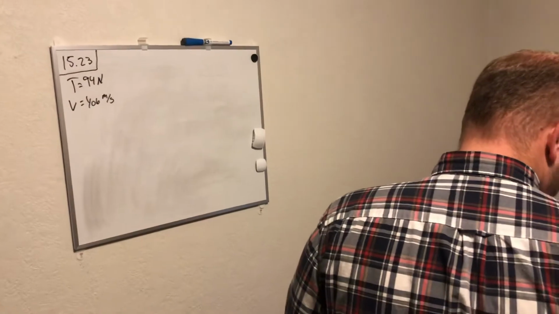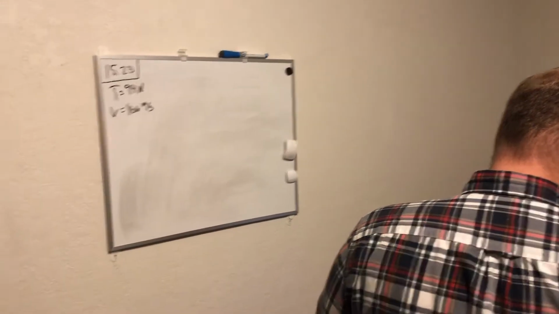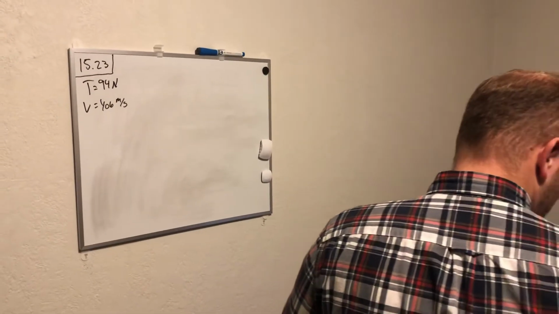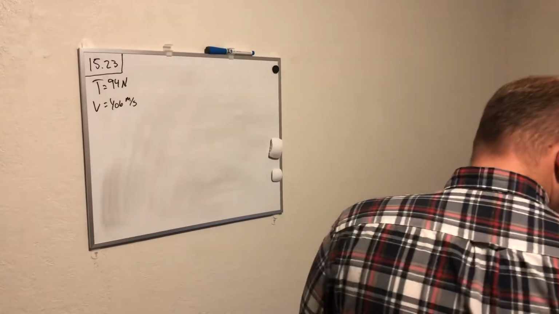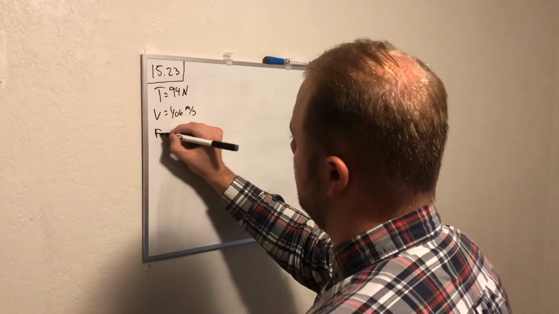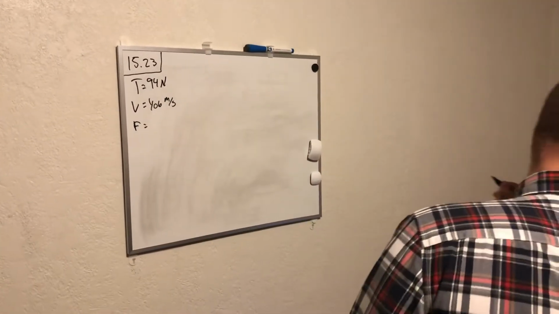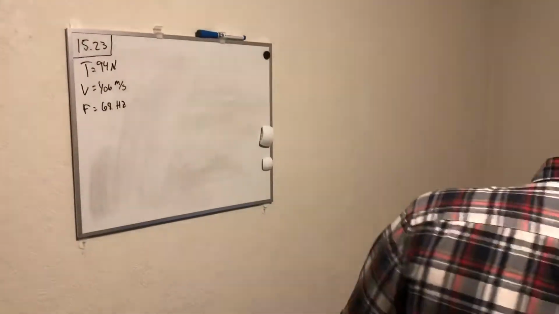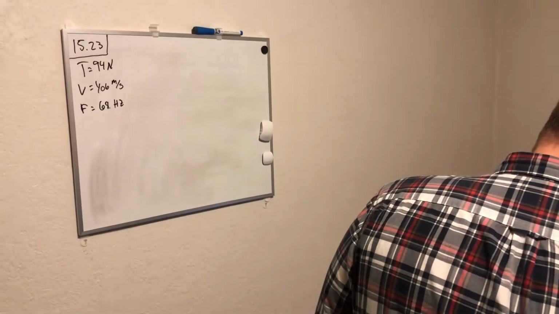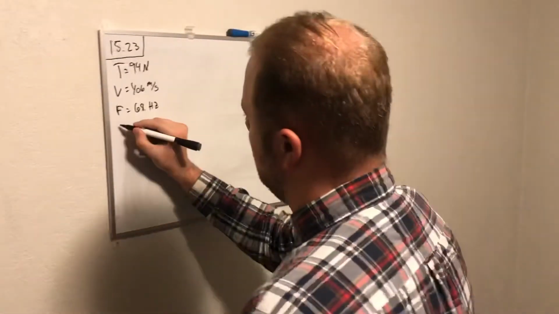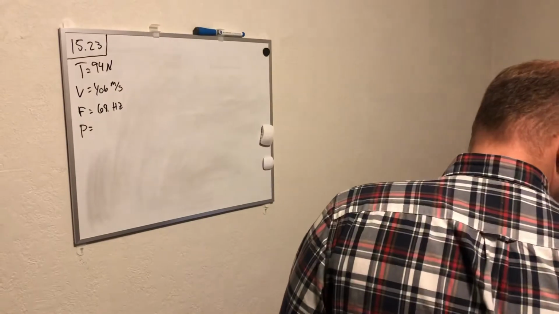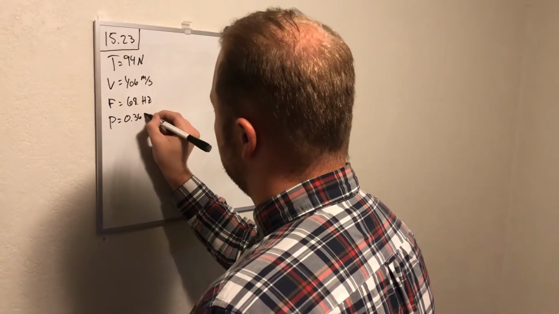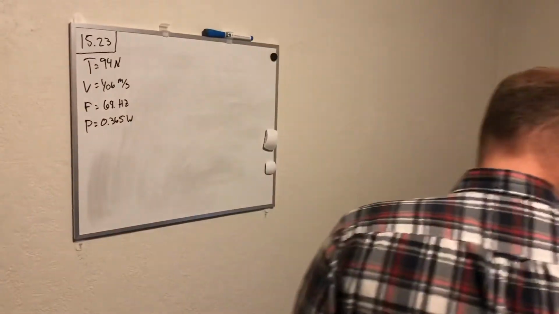What must the amplitude of the traveling wave of frequency 69 hertz be for the average power carried by the wave to be 0.365 watts? So let's write these down. Our frequency equals 69 hertz, and the power is going to be 0.365 watts. Okay, awesome.